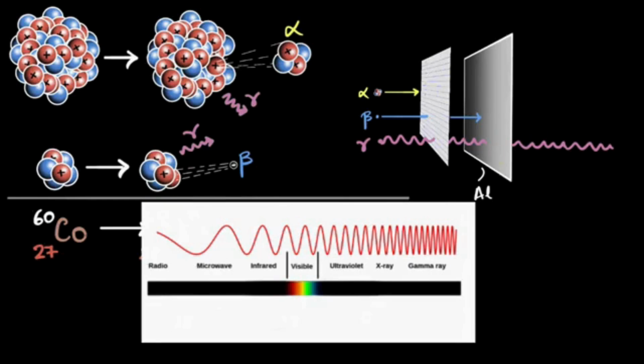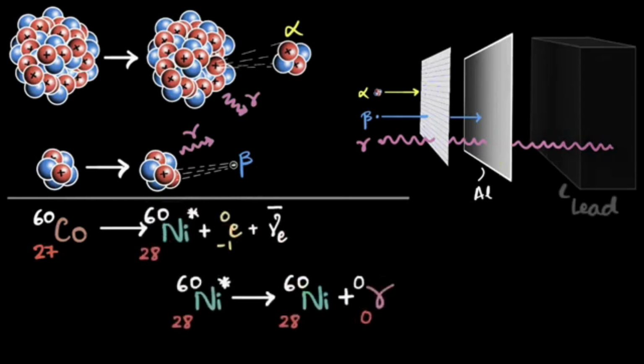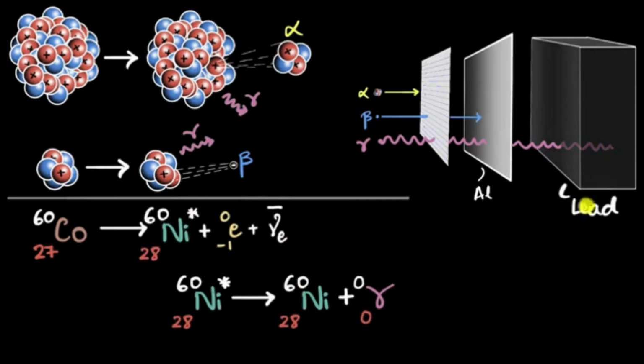So if you want to stop gamma radiation, you better have a few sheets of lead, for example. That's why, if you're dealing with radioactive stuff, you want to contain it properly with a lot of shielding. Usually we use thick lead walls to shield it.